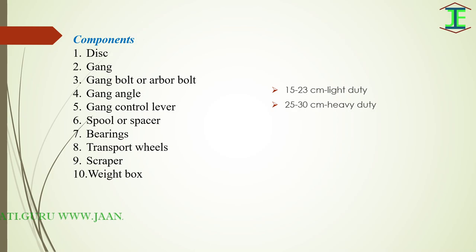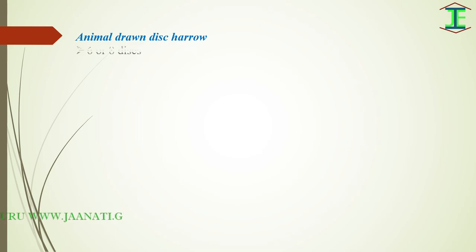Weight box is used for attaching additional weight to the implement. Animal drawn disc harrow: same as the tractor drawn disc harrow, it has the same parts, but in place of the 3-point linkage, there will be a beam which is placed on the animal. In animal drawn disc harrow, there will be 6 or 8 discs in 2 gangs, 3-3 or 4-4 discs in one gang. The frame is made up of mild steel and it is of 80 to 100 kg.